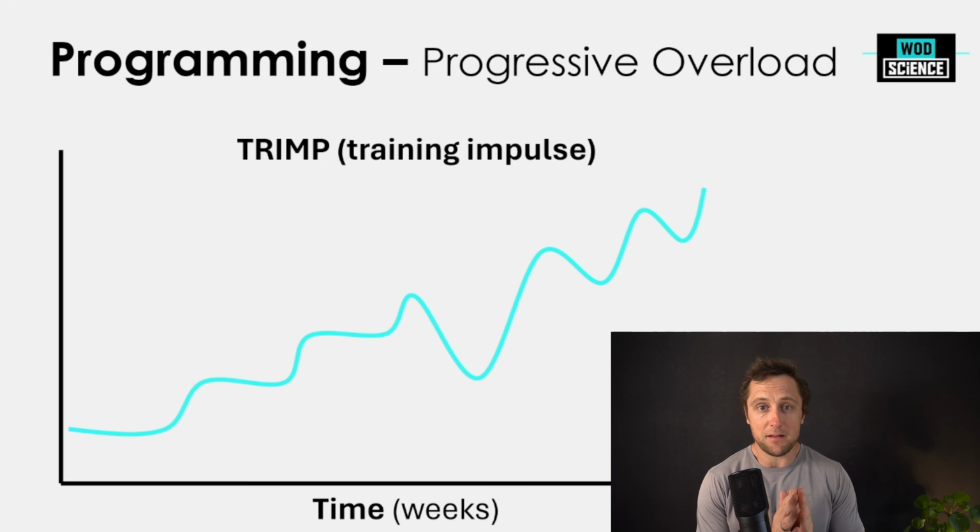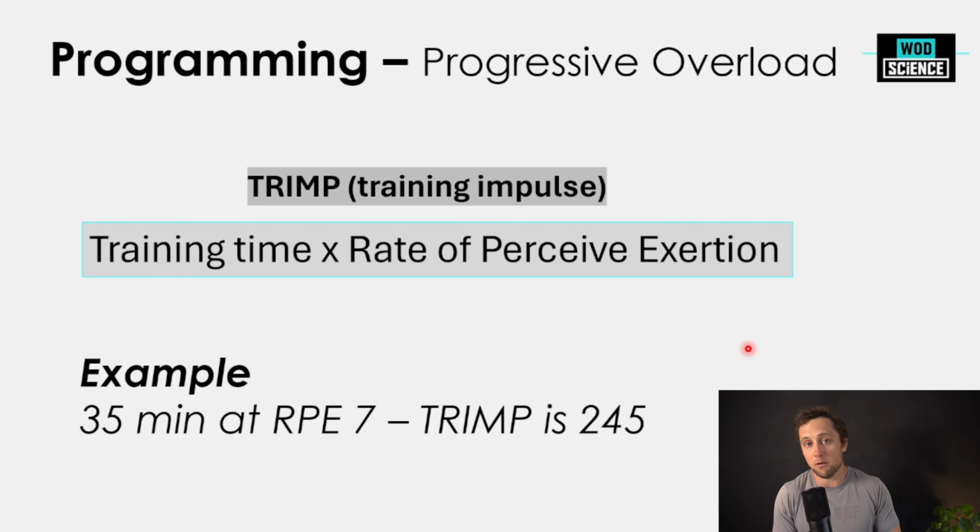And how do I define the load on the body? Because it's kind of an abstract concept, right? So I look at it as training impulse, or TRIMP. This is also something that is evidence-based, and other people, mostly in the training research, use this.